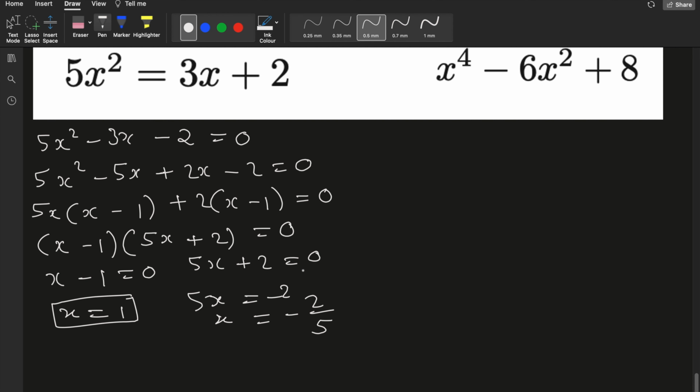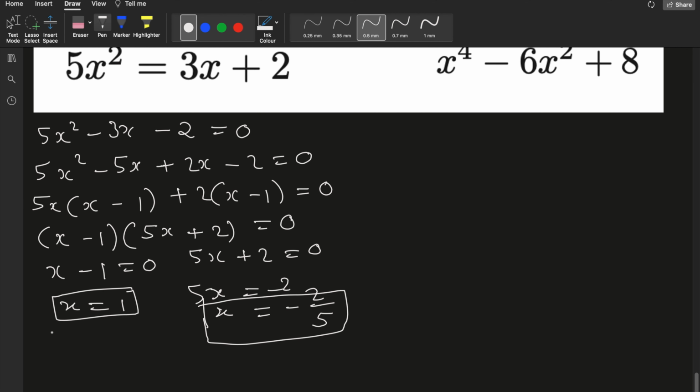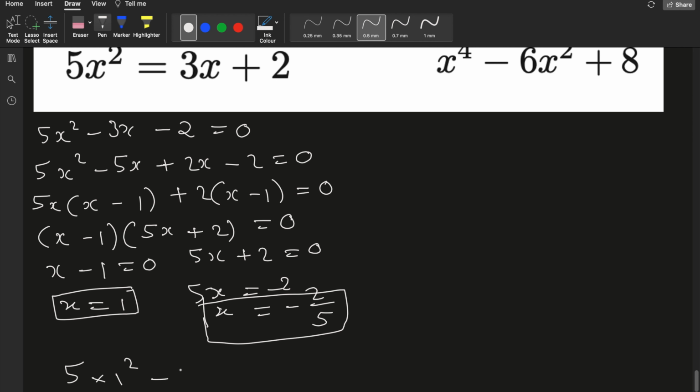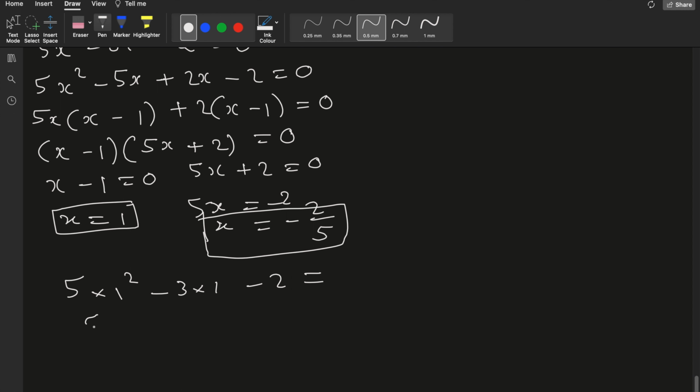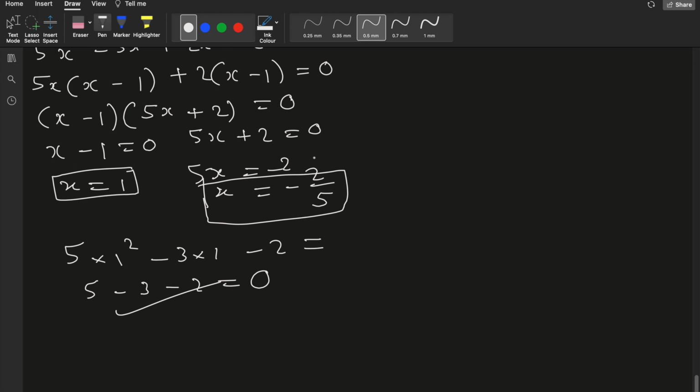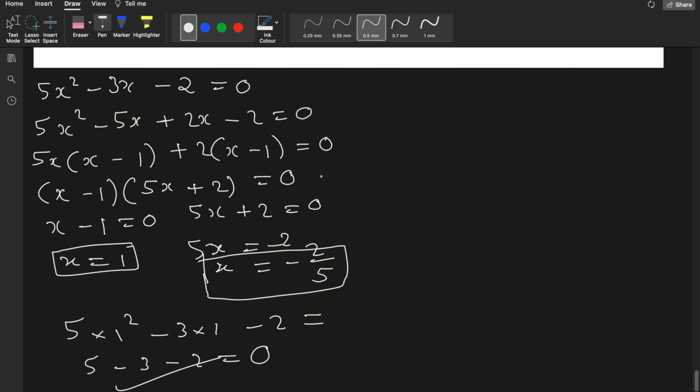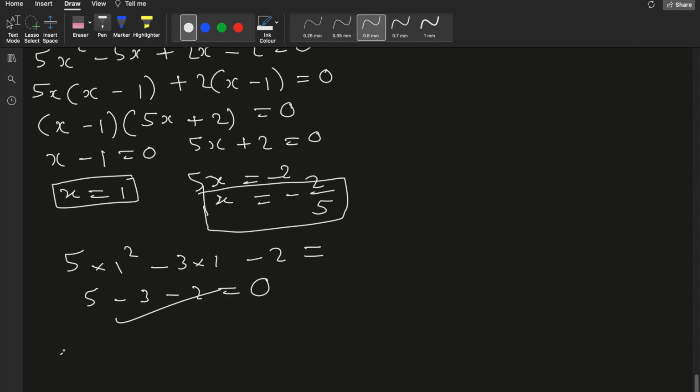So we'll plug this back into the equation to see whether we're right. 5 into 1 squared minus 3 into 1 minus 2 equals what? So this would be 5 minus 3 minus 2, which is 0. So this is right. Now let's put minus 2 by 5 into the equation.